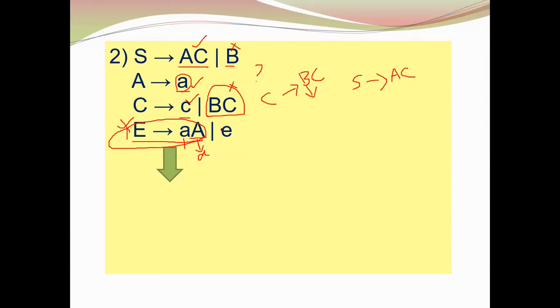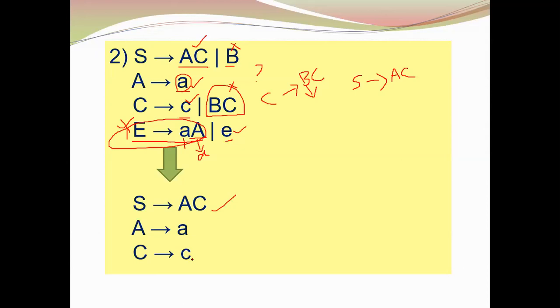Okay. And what about this one? E tends to E. Useless. This is in the form of terminal only, but we never use this E in this grammar. So we can say this is also useless. So finally, my grammar is S tends to AC and S tends to A and C tends to C.